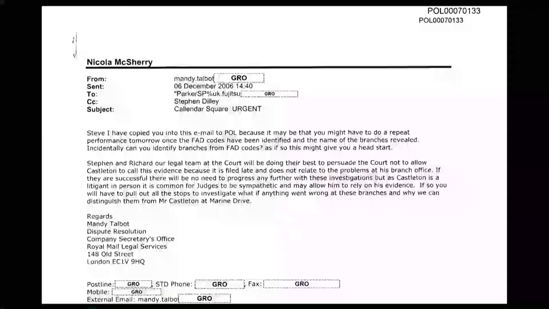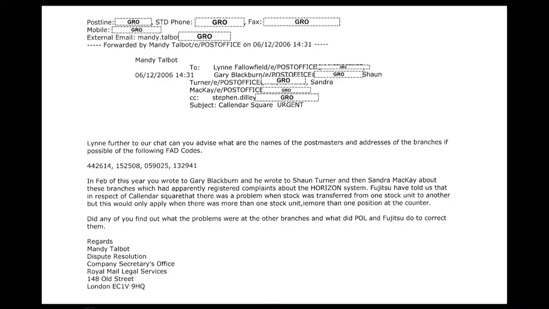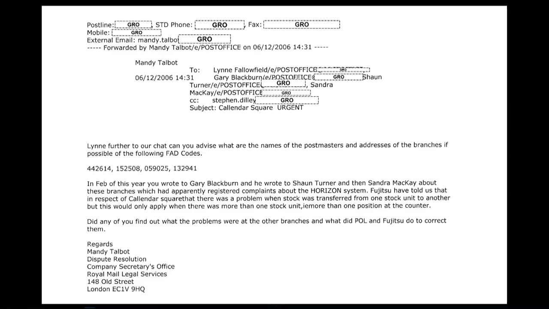Can we look at a couple of documents, please? 307-0133. Can we look at the foot of the page, please? There's an email from Mandy Talbot in Royal Mail to Gary Blackburn and others in Royal Mail, and to Steve, a copy to Stephen Dilley. Lynn, further to our chat, can you advise what are the names of the postmasters and addresses of the branches, if possible, of the following FAD codes?